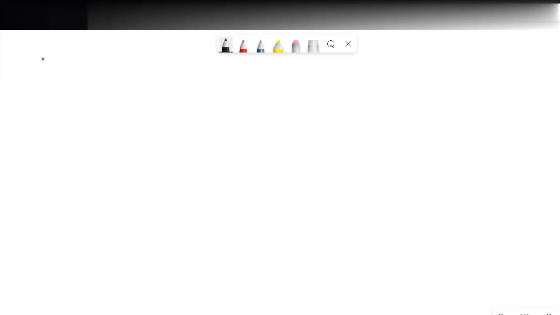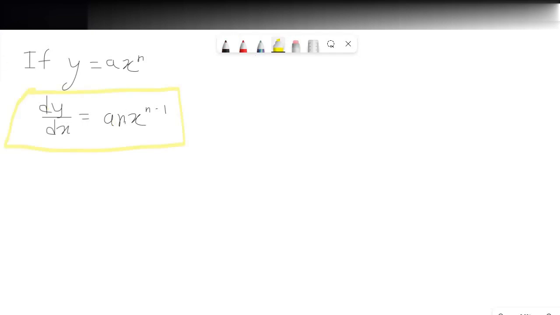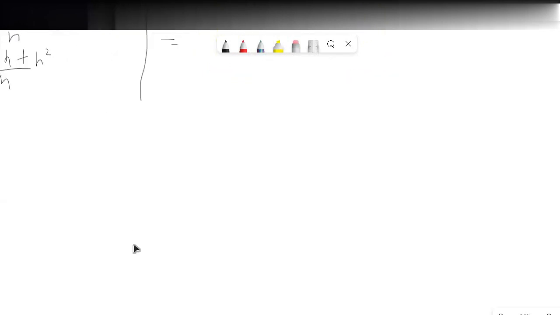So if we summarize our results from the previous examples, if y is a function of x and its equation is in the form of ax to the power n, then dy by dx must be equal to anx to the power n minus 1. And this is our main formula for the gradient function. Now let's do some examples.